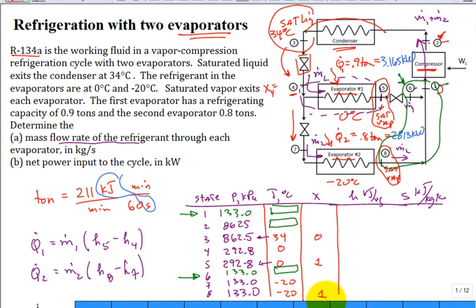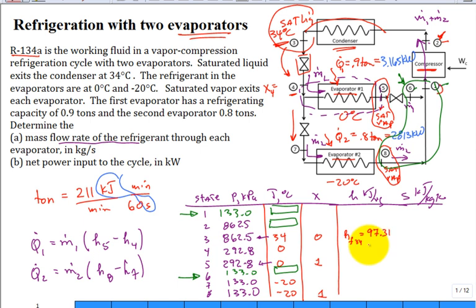Okay. How about the H's? Enthalpies. Can you get the enthalpy at state, saturated liquid at state 3? Yeah, that will be H of F at 34 degrees C. How many people already looked up H of F at 34 degrees C? What value do you get? 97.31. Four digits on it. Perfect. Thank you very much. That's one of the H's.